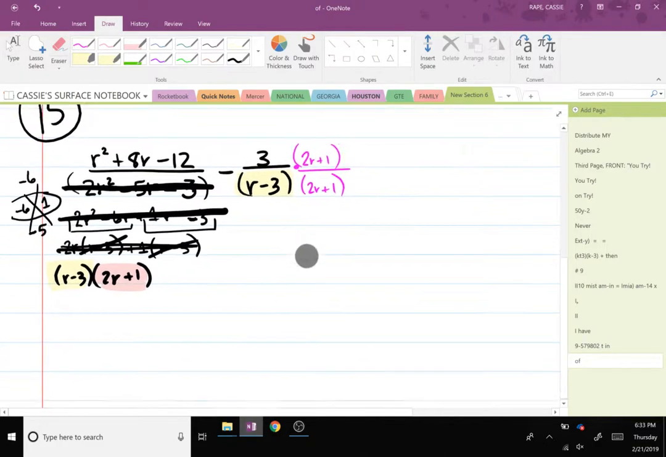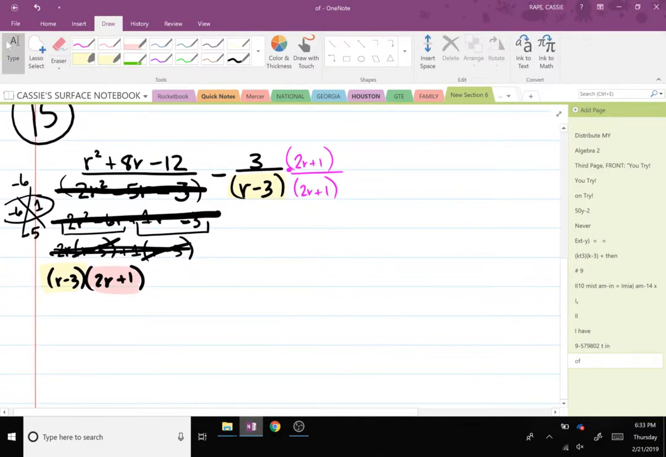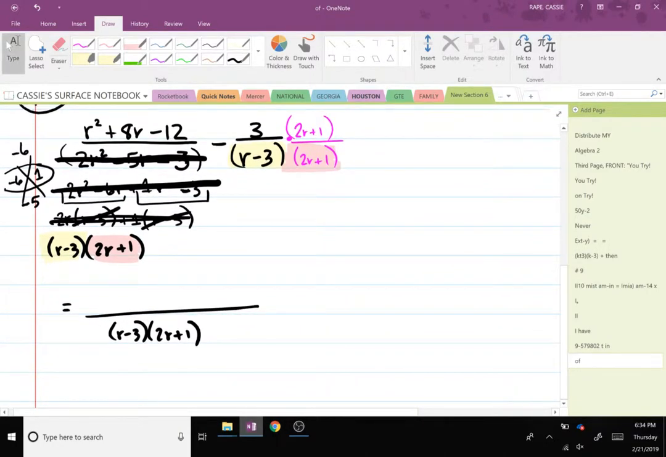So I've got this thing in the top. I do have common denominators now, so I've got a different thing in the top over here, but the bottoms are the same. So I'm going to rewrite all of it over that common denominator. The common denominator is r minus 3 times 2r plus 1. And now I just do the math in the top, and remember, you're not factoring until the very, very end in the numerator ever. So I've got r squared plus 8r minus 12.